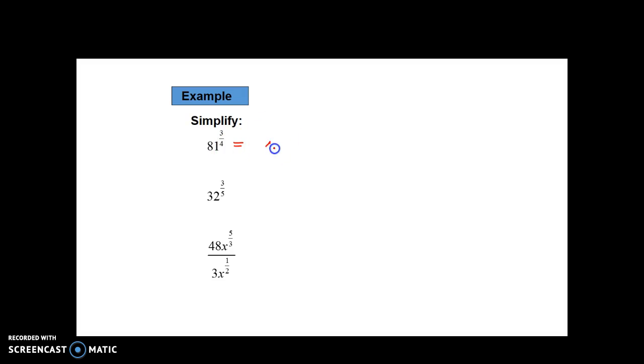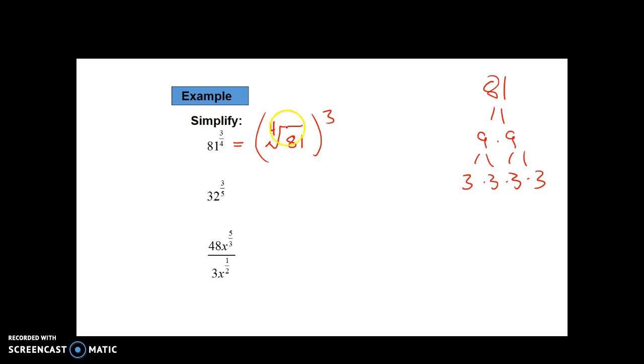So I'm going to rewrite this now as the fourth root of 81 cubed. Again, I could put the cube down here, that's fine as well. The fourth root of 81, well, let's see what that is. 81 breaks down to 9 times 9, and each of those 9s break down into 3 times 3, so we have 3 times 3 times 3 times 3. So the fourth root of 81 equals 3, and then I'm going to cube it. 3 cubed, 3 times 3 times 3, is 27, and that's our final answer for that one.